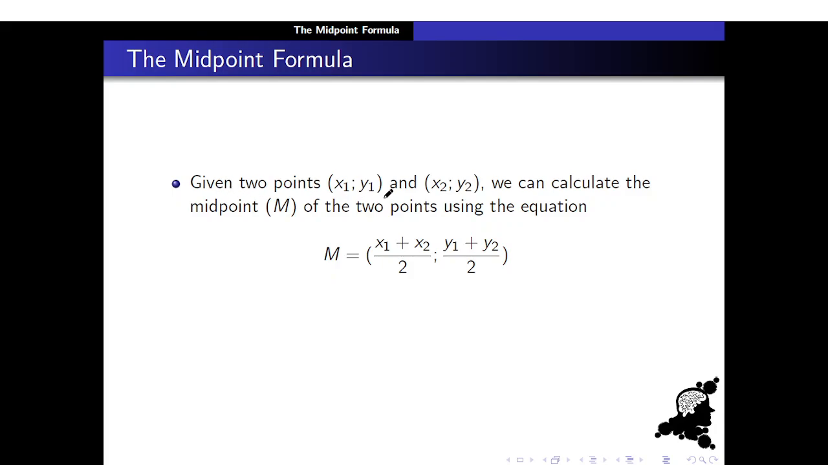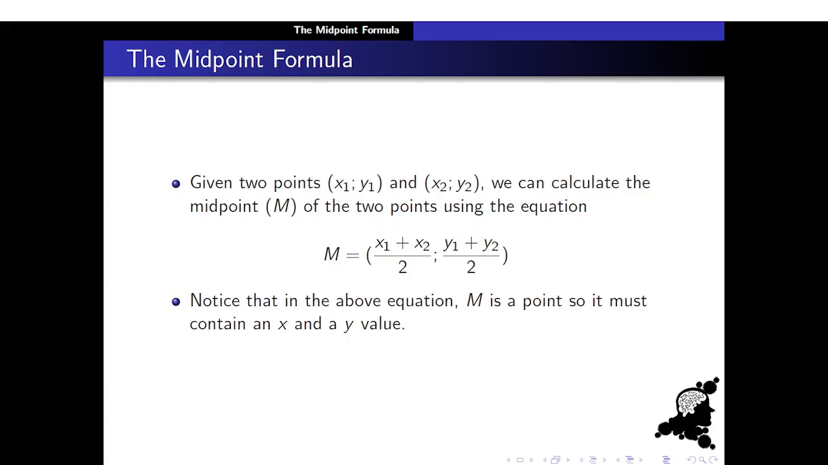If we are given 2 points with the coordinates x1 and y1, x2 and y2, we can calculate the midpoint of the 2 points using the equation shown below. Now, once again, just like with the distance formula, nothing is stopping you from starting with x2, then plus x1. But if you do it this way, then on your y, you're supposed to start with y2 and y1. Because if you flip the order, then your coordinates would be absolutely wrong.